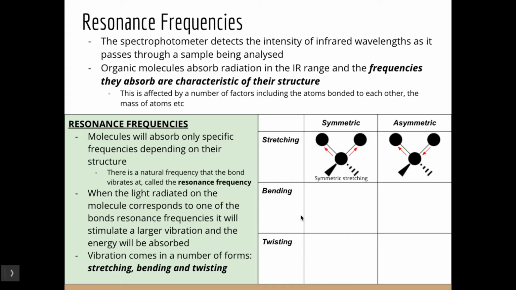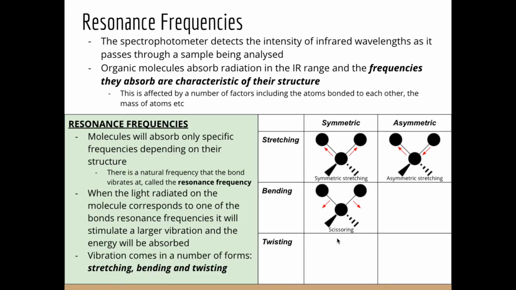Then we can have bending. This is where the vibration occurs with the bonds bending. We can have symmetric bending, where they're bending down like that, and we call this scissoring, because it's a kind of scissoring motion. If these are my bonds, this would be scissoring like that. So that's symmetric bending. Then you could have asymmetric bending, which would look like this, which is rocking. If I act it out, you've got your bonds there, and you would have rocking like that. That would be how they're vibrating.